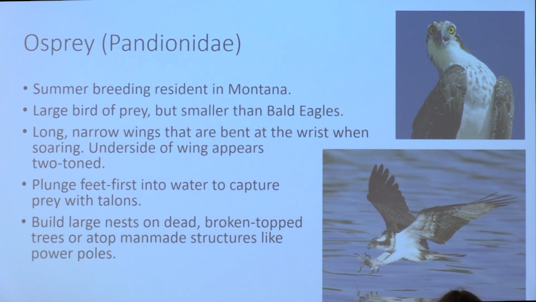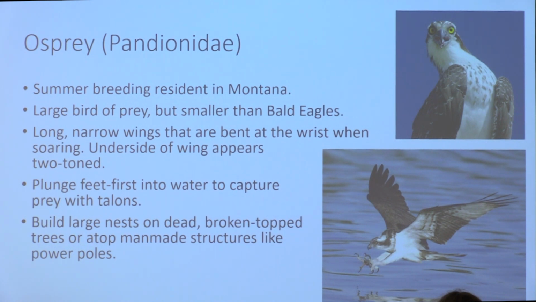Speaking of ospreys, ospreys are really cool birds. They're pretty common here in Montana now that their population has recovered after a pretty sharp decline. They are a summer breeding resident here in Montana. They're large but smaller than bald eagles, and they have long, narrow wings that are bent at the wrist when soaring, so they kind of look like a W. And it appears two-toned, white towards the front and darker towards the back.